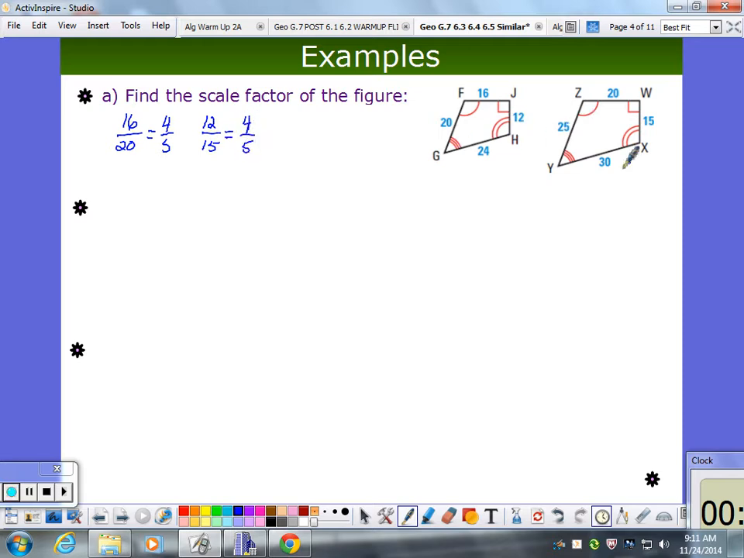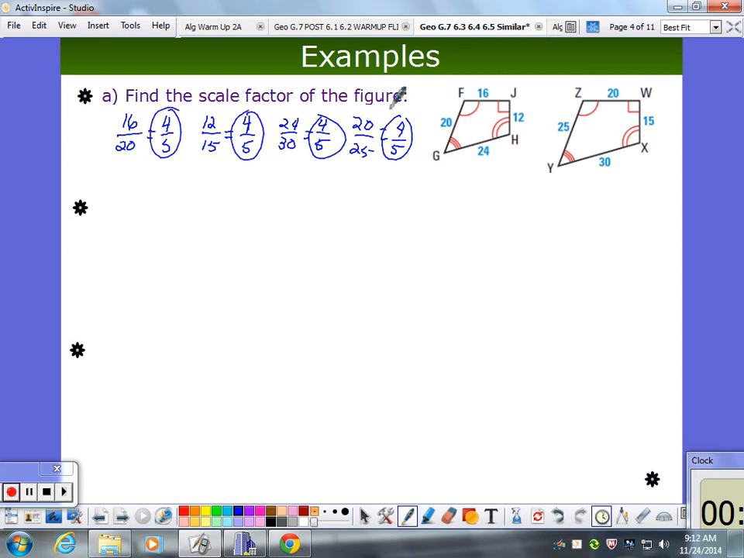Scale factor from GH to XY, that's 24 to 30. Divide both sides by 6 here. So that's 4/5, good. And then my last side here is 20 to 25, actually, ZY. So see, I've got all the same scale factors.